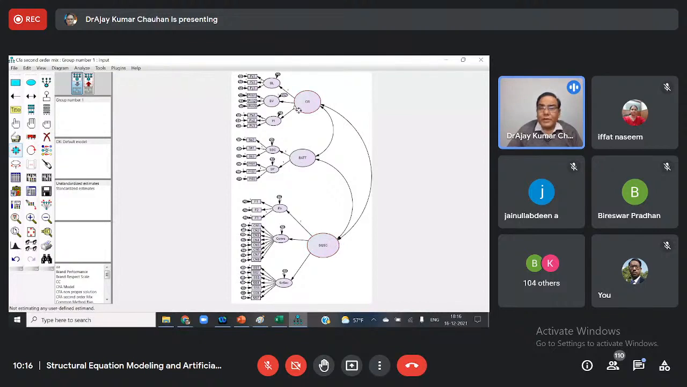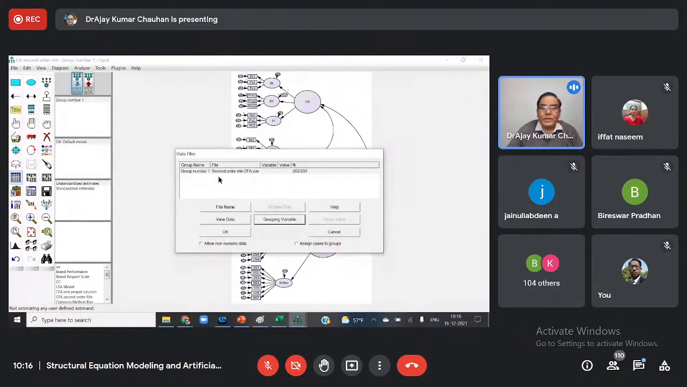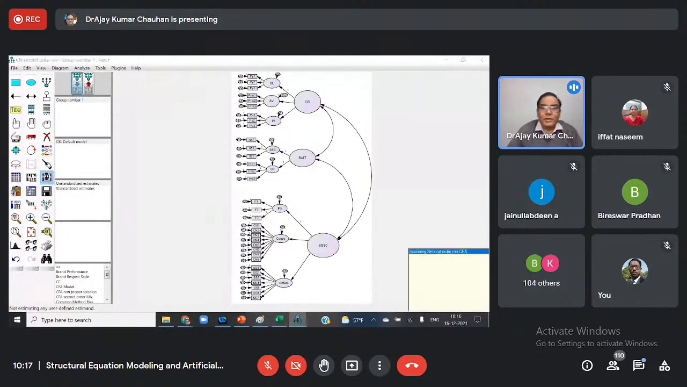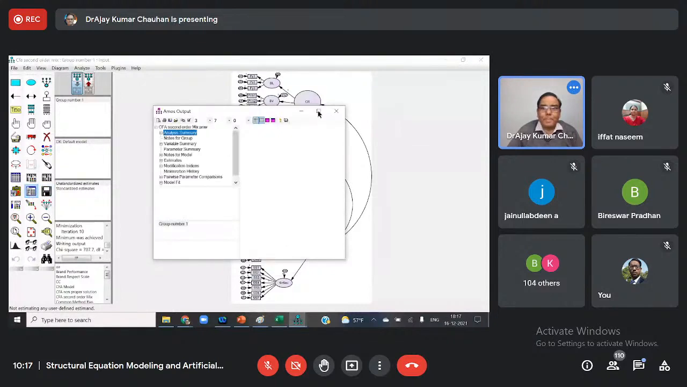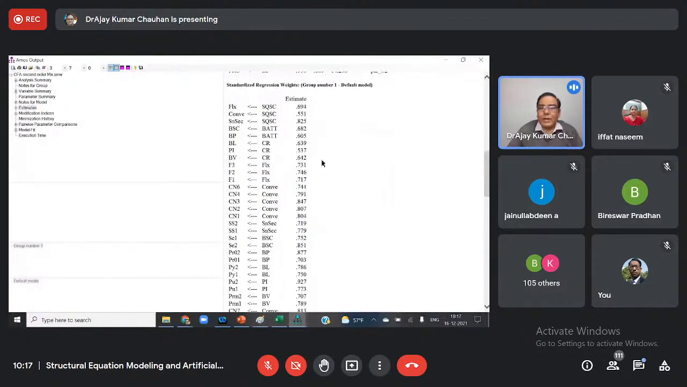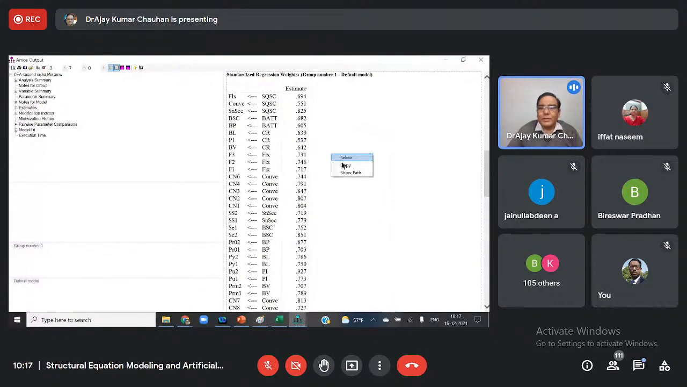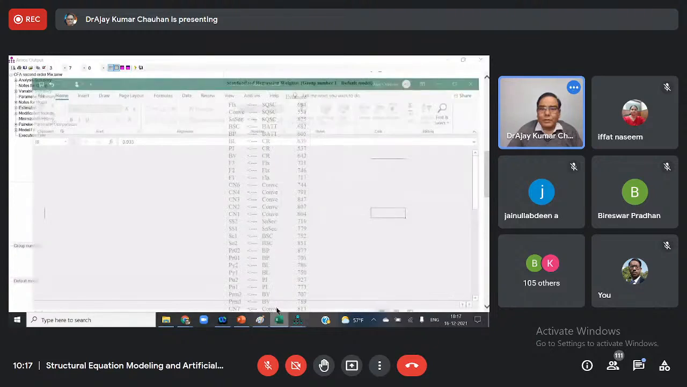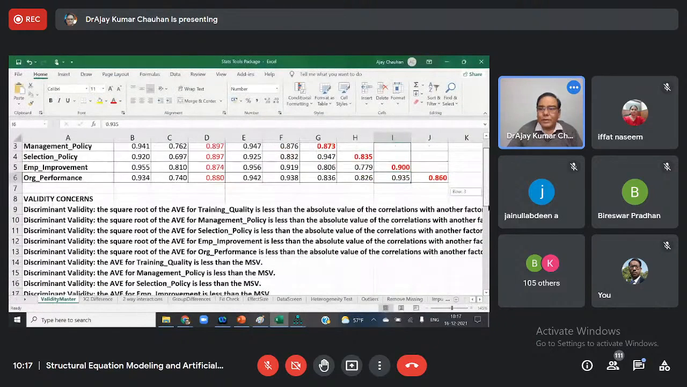I want to check the validity of this measurement scale. The model is already there, and I think the data is also already attached. Second order mix CFA. Now run it, and the procedure is exactly the same. You just run it, go to the output, estimate, and I'm taking this standardized table to the calculator.